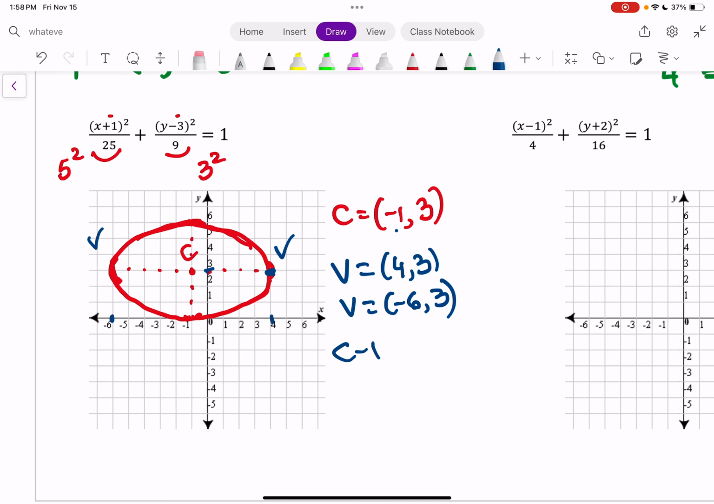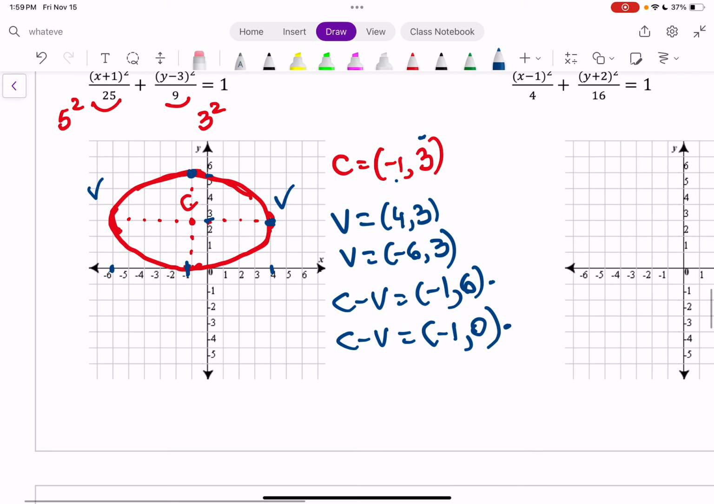For the co-vertices, one is here at the top. X coordinate is -1, Y coordinate is 6. And you could see it. And the other co-vertex, again, the X coordinate is -1. The Y coordinate, as you see, is 0. And that's because, again, we started at 3, and we added 3, and then subtracted 3 from 3.